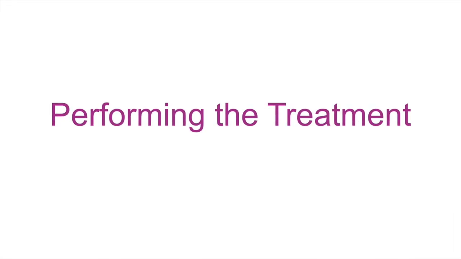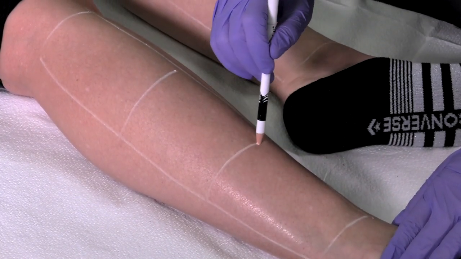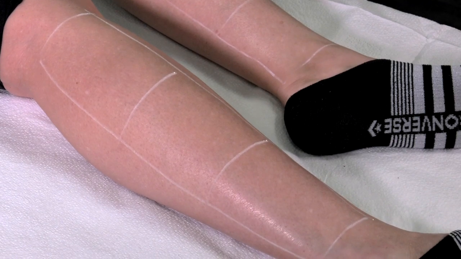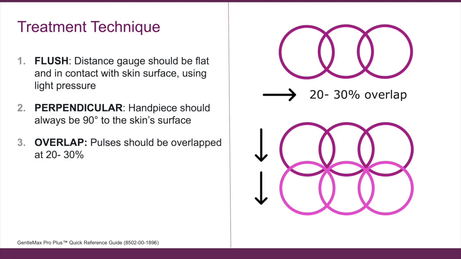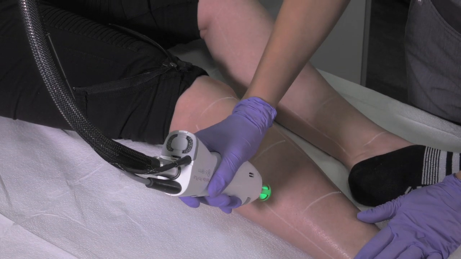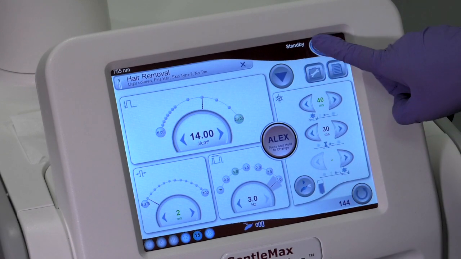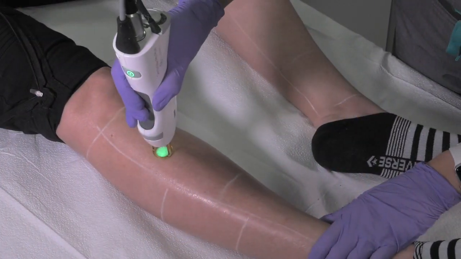When treating large areas, consider using a white eyeliner pencil to mark the skin and break the treatment area into smaller sections. The distance gauge should be flat, flush, and perpendicular to the skin. Overlap should be 20 to 30%, similar to that of the Olympic rings. Repetition rates range from a single pulse up to 3 Hz. When treating at faster repetition rates, use caution to ensure good treatment technique.